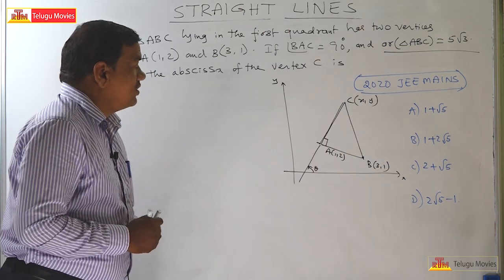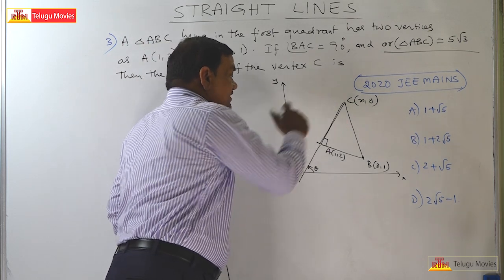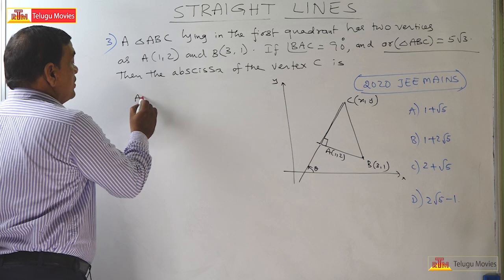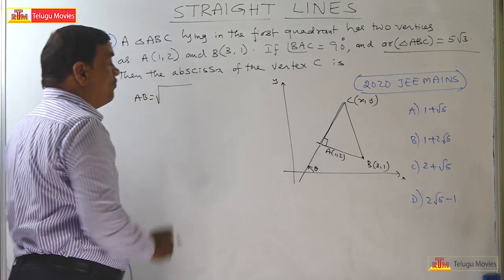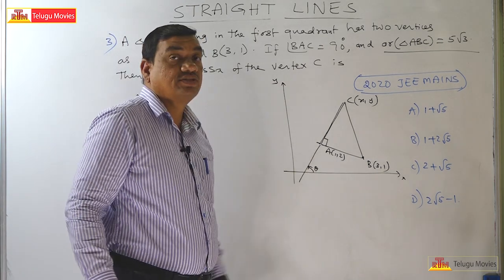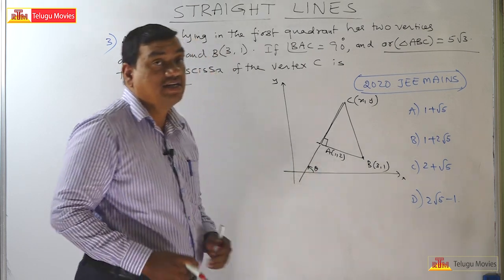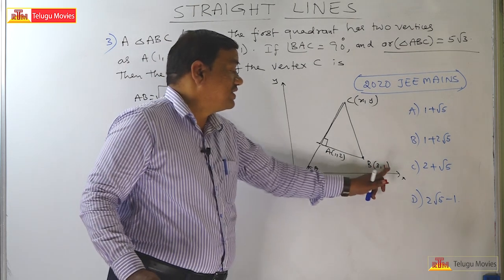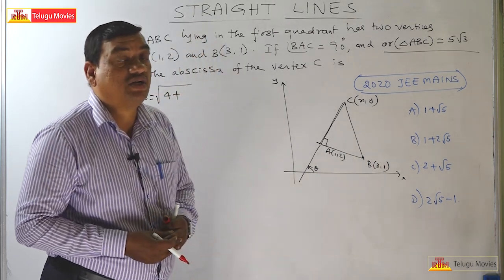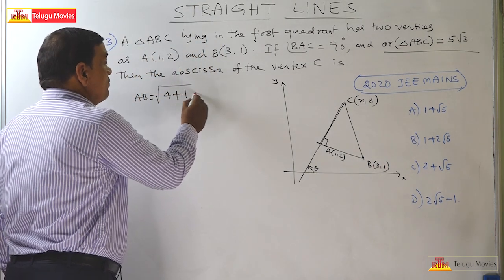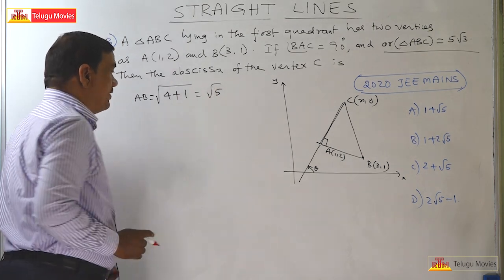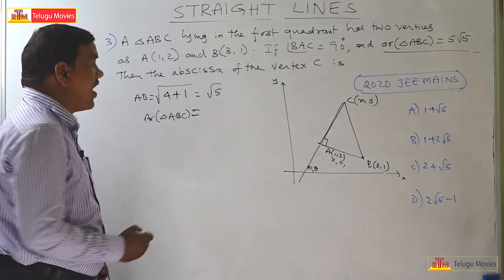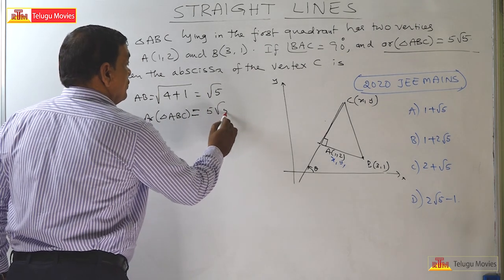First I will find out the length of AC. But first, what is the length of AB? The length of AB is the square root of (x2 minus x1) whole squared, that is (3 minus 1) squared, which is 4, plus (y2 minus y1) whole squared, that is (1 minus 2), which is minus 1, squared, which is 1. That is equal to root 5. Here it is given that the area of triangle ABC is equal to 5 root 5.